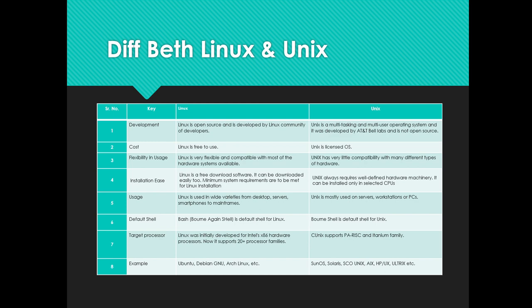The basic difference between Linux and Unix is a question asked in every interview. Linux is open source, however Unix is not open source. Cost wise, Linux is available free of cost, but Unix is a license-based operating system. Flexibility wise, Linux is very flexible and compatible with most of the available hardware systems.